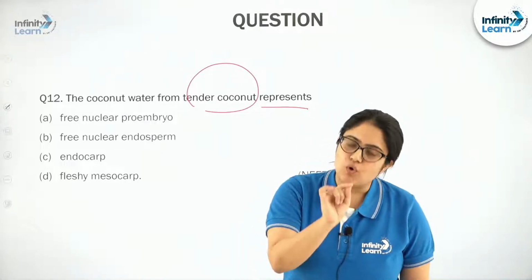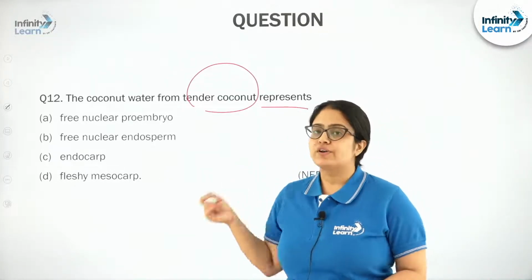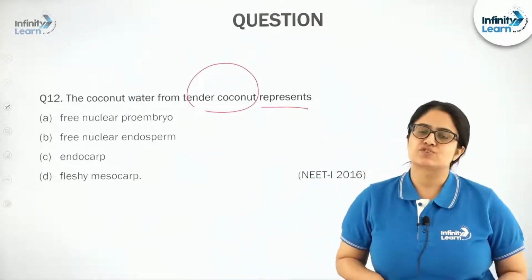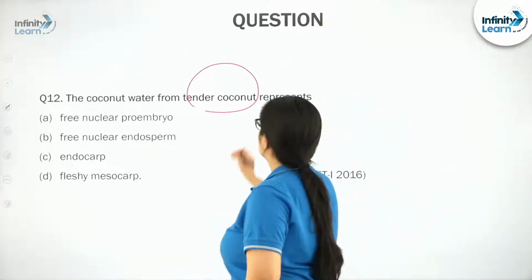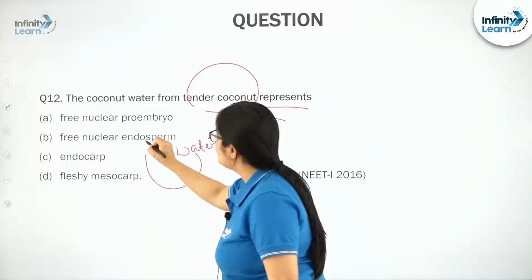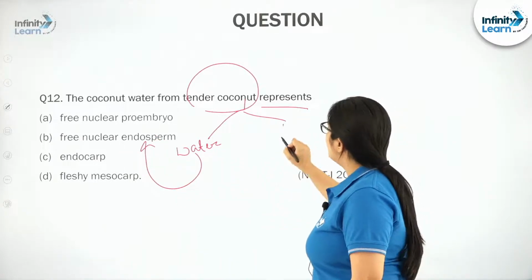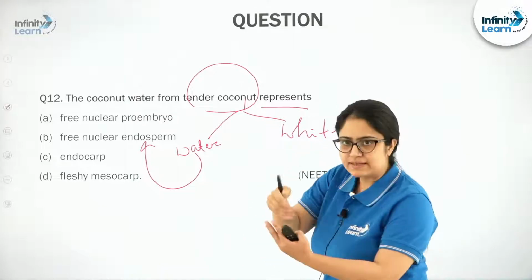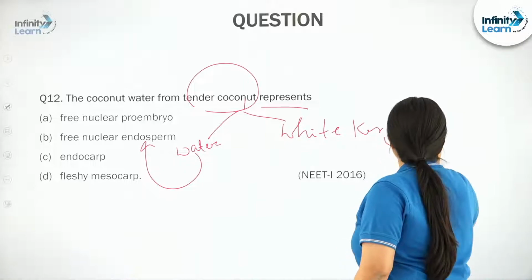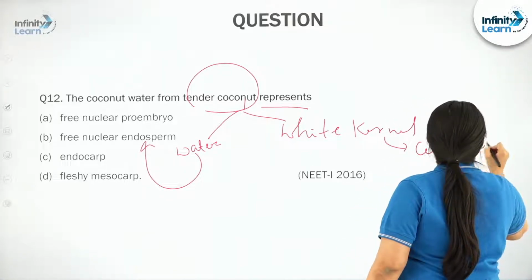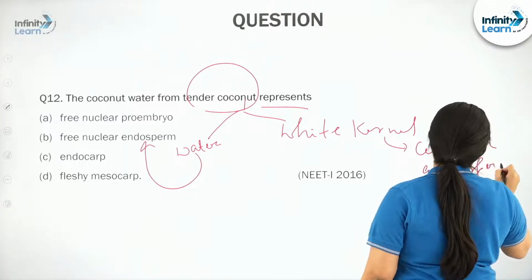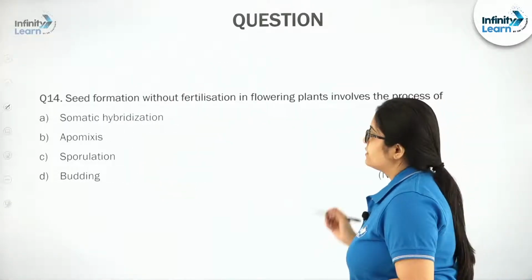So, the water part of the coconut represents the free nuclear endosperm, and the white portion represents the cellular endosperm, right. So, inside a coconut, the water part represents the free nuclear endosperm, and the white kernel part that you have to scrape out and eat represents the cellular endosperm. Please remember this, again NTA has asked questions on this several times. Next, that is the last question.